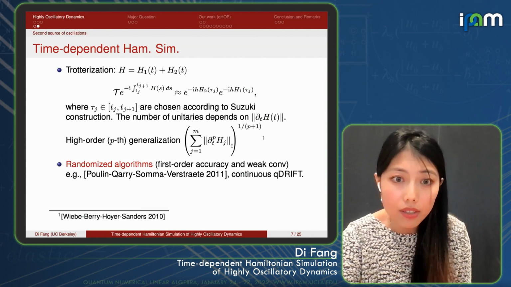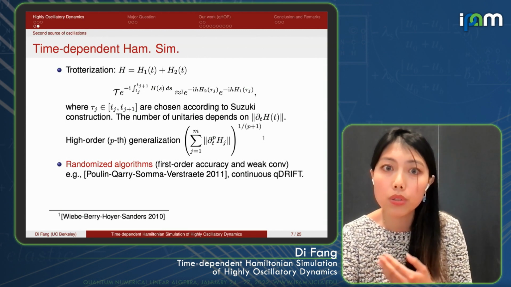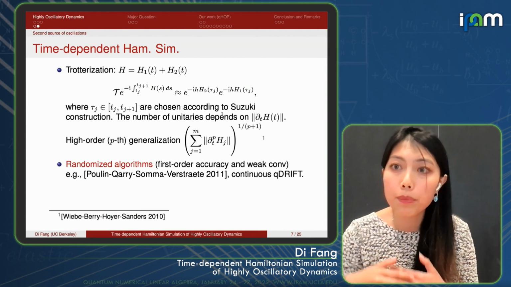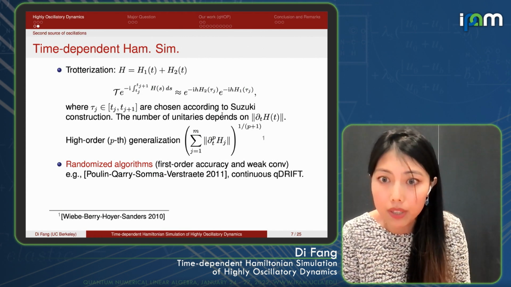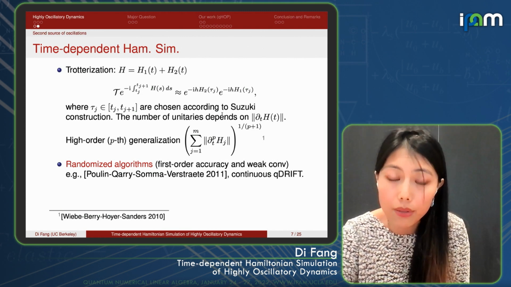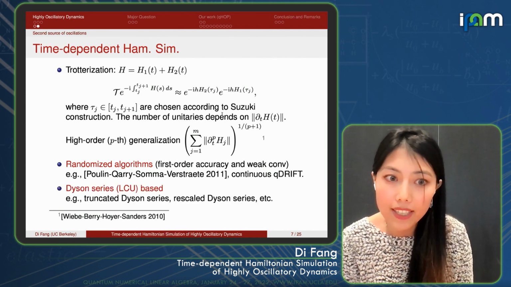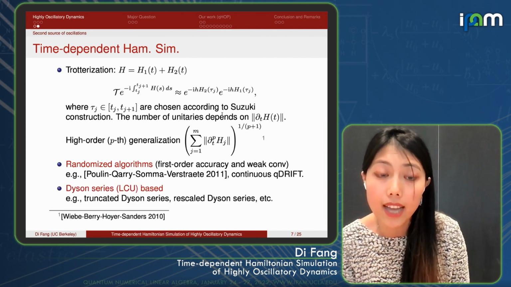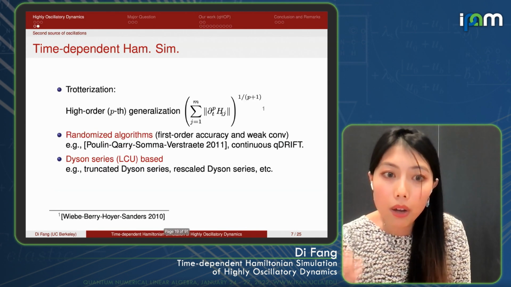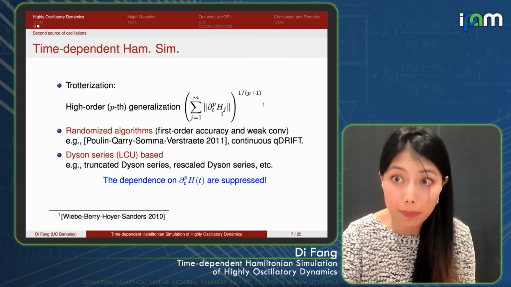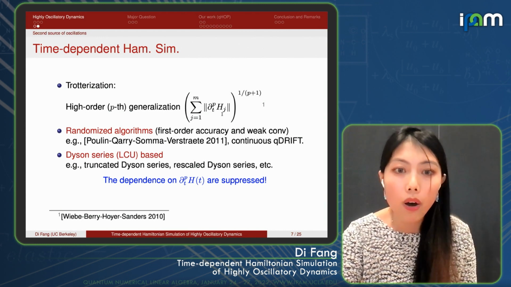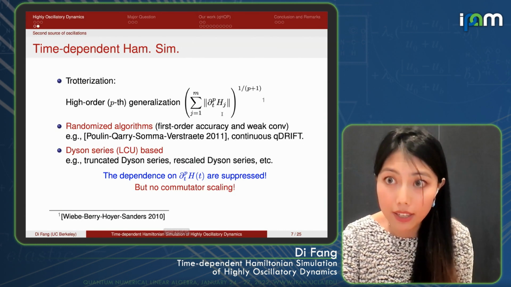We can design randomized algorithms. The idea is that we are going to randomly sample the time and then break it into product formulas. These are sort of low accuracy algorithms. Majority of them are first order accurate. And there are also other ways, such as the LCU-based Dyson series algorithm. Both of these algorithms are able to suppress the derivative dependence. That's fantastic. However, none of them give you the commutator scaling.